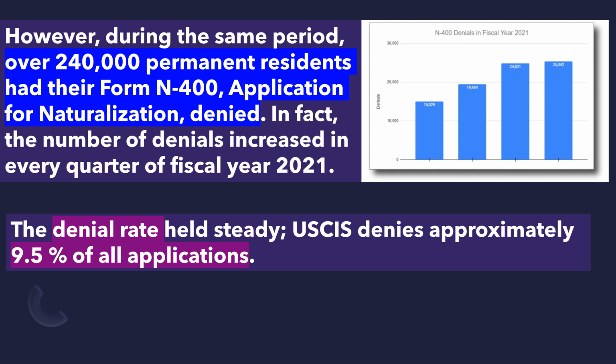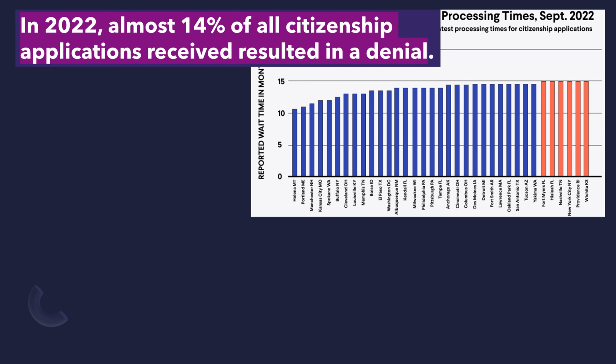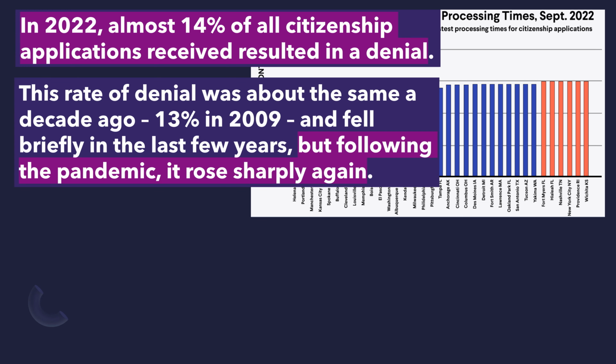The denial rate held steady. USCIS denies approximately 9.5% of all applications. In 2022, almost 14% of all citizenship applications received resulted in a denial. This rate of denial was about the same a decade ago, 13% in 2009, and fell briefly in the last few years, but following the pandemic, it rose sharply again.